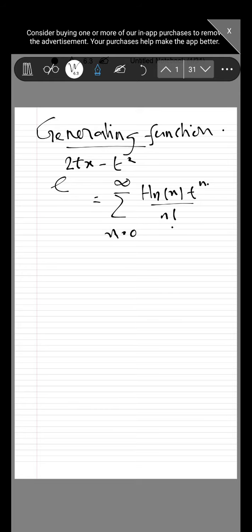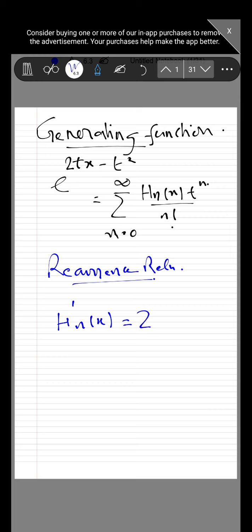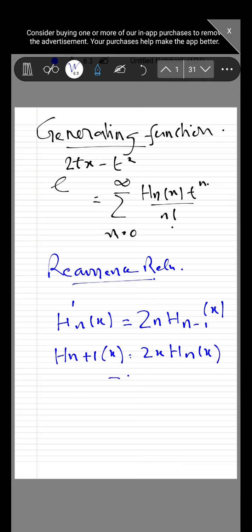And there are some recurrence relations of the Hermite polynomial, like H_n dash (x) is equal to 2n H_(n-1)(x), and H_(n+1)(x) is equal to 2x H_n(x) minus 2n H_(n-1)(x).